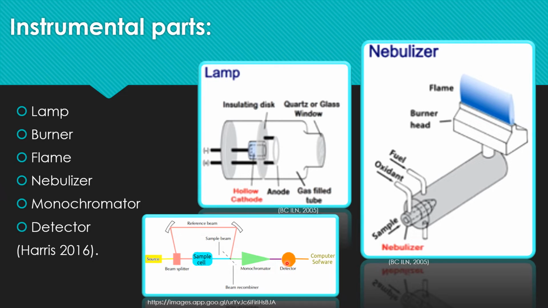The detector is any photosensitive device such as a phototube or a photomultiplier that is responsive to the characteristic wavelength and sensitive to detect the change in radiant energy. Finally, the detector is connected to the computer, which acts as an amplifier.